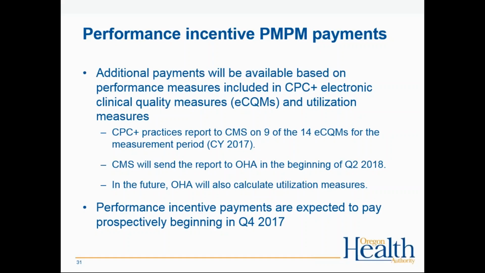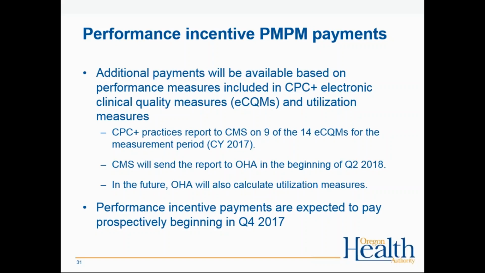So the performance incentive payments, again, which are different than the care management payments we just talked about, are a second type of payment. These additional payments will be available based on performance measures that are in the quality metrics that you'll be reporting to CMS on. So in the details of CPC Plus, there are 14 different quality metrics that CMS requires all practices to report on based on their entire population. Those are reported to CMS.